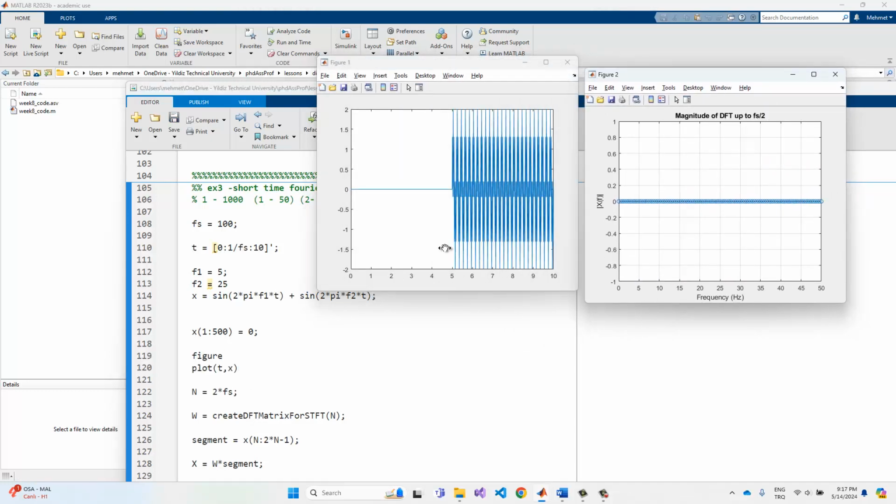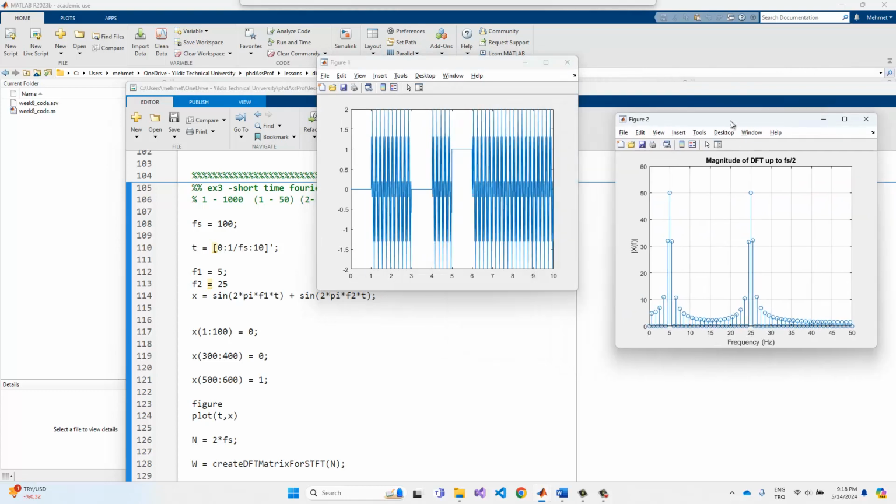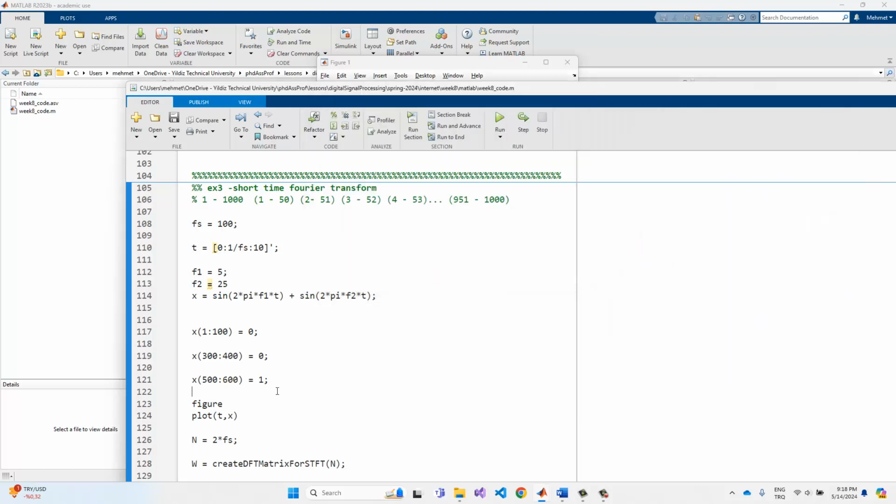The first 5 seconds' values equal 0. So we can update to 100 zeros, and for example 200 to 400 values can be assigned here, and 600 to 500 must be with the 1. If I rerun this code, we can see this period here. We have the zeros up to 100, which means that the first 100 values are assigned with 0 values.